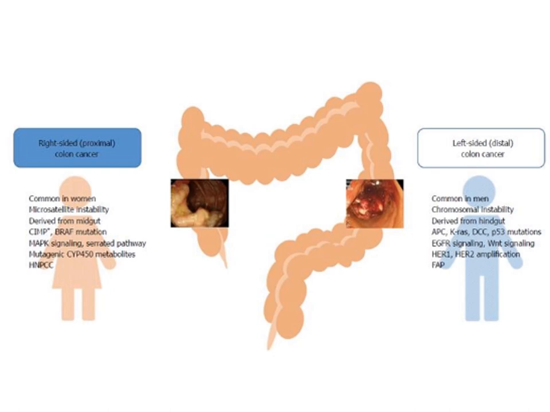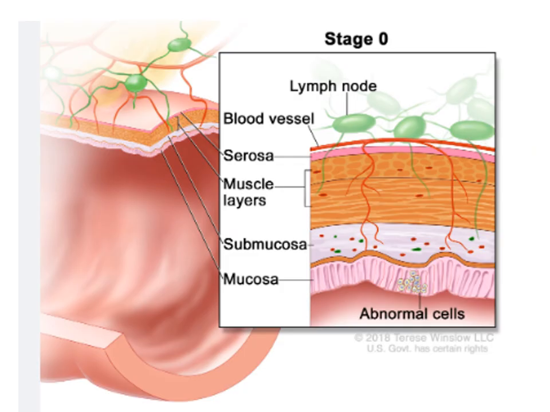Right-sided tumors are more common in females, and left-sided tumors are more common in men. There is also a difference in their genetics: microsatellite instability is more common in right-sided tumors, and APC, KRAS, and P53 mutations are seen in left-sided tumors. Right-sided tumors appear late, in advanced stages, and left-sided tumors appear early. The patient has better survival chances if the tumor is limited to the mucosa, but as the stage advances, the prognosis is worse.